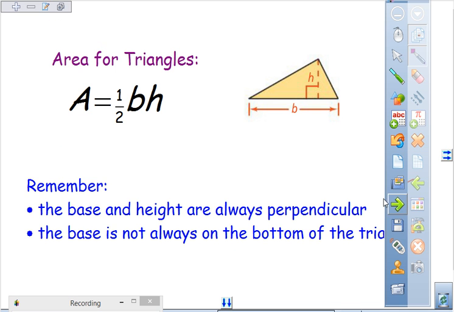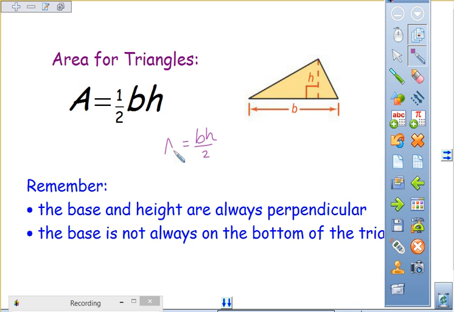Let's move on to triangles. Formula for area of a triangle is 1/2 base times height. From middle school, some of you might remember it as base times height divided by 2, and this is the exact same formula. The base and the height always have to be perpendicular, and the base is not always going to be the bottom of the triangle. It just depends on how it sits.